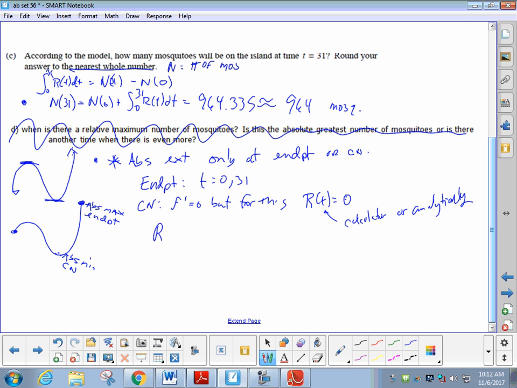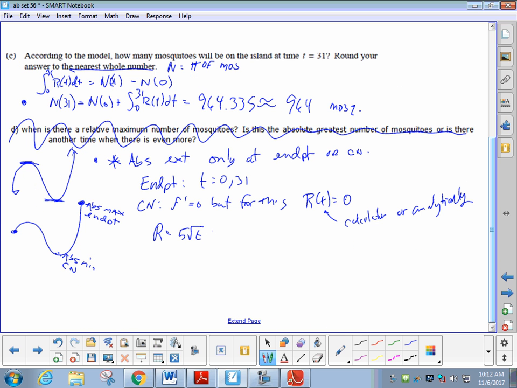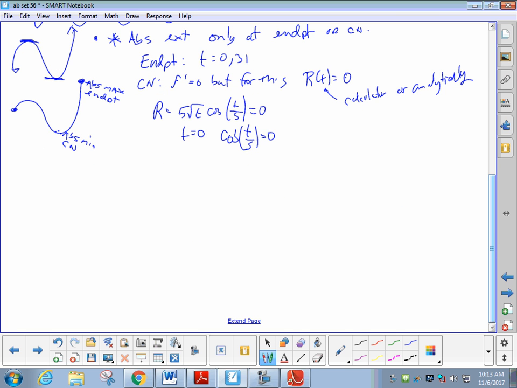The function is 5 root t cosine of t over 5. Let's say, just for the practice, we do this analytically. If I want to know whether this is 0, t equals 0 is one, but I already have that. What about where cosine of t over 5 equals 0? Where's cosine equal to 0? Positive versions: pi over 2. Where else? 3 pi over 2, 5 pi over 2, and so on, right?